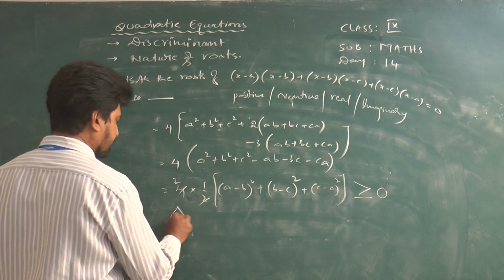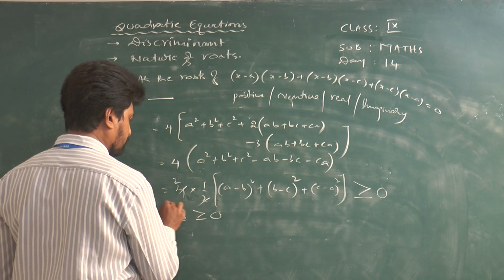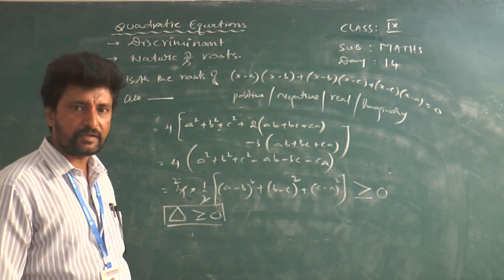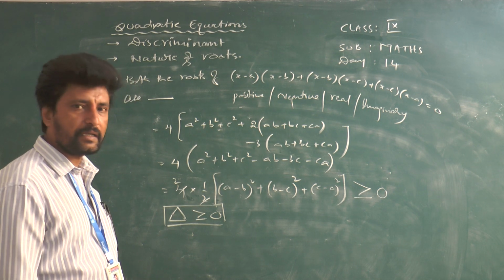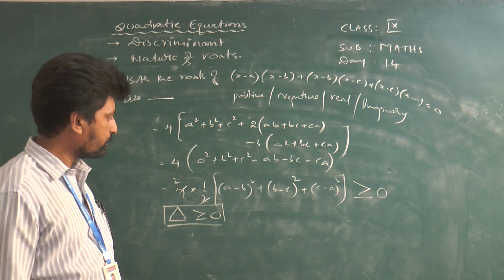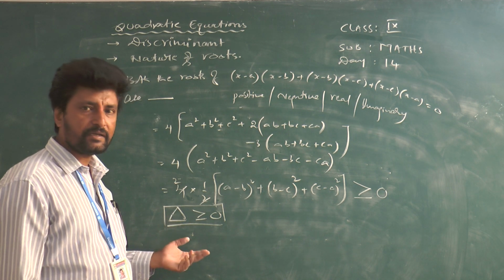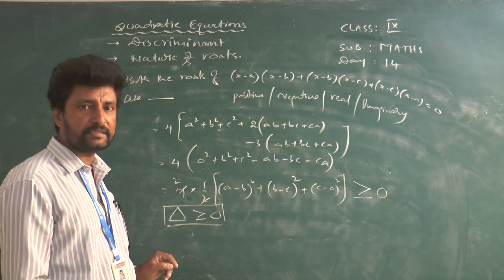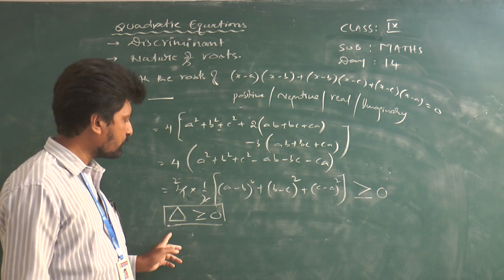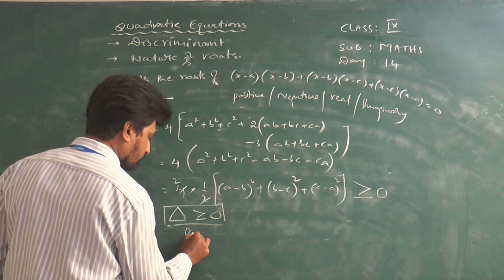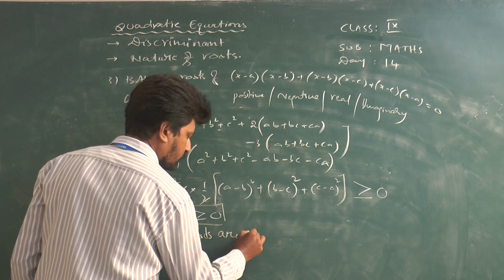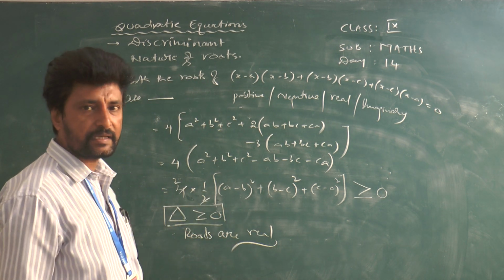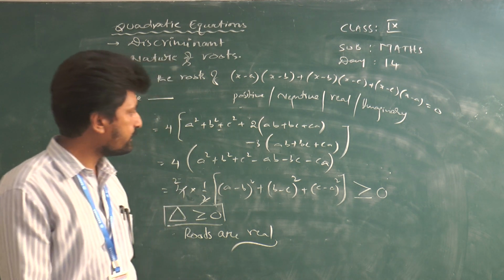That's why we get here delta is greater than or equal to 0. Strictly greater than 0 is real and distinct, and equal to 0 is real and equal. But here we cannot say either equal or distinct, but in both the cases, greater than and equal to, we have real roots. Okay, we say only the roots are real, but we cannot say whether they are distinct or equal. Okay, thank you.